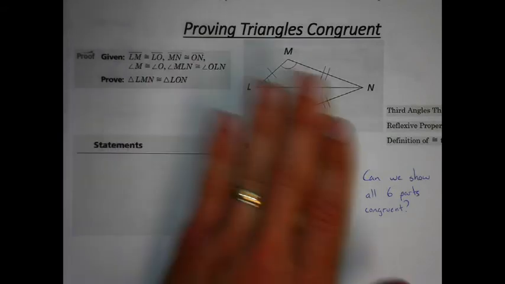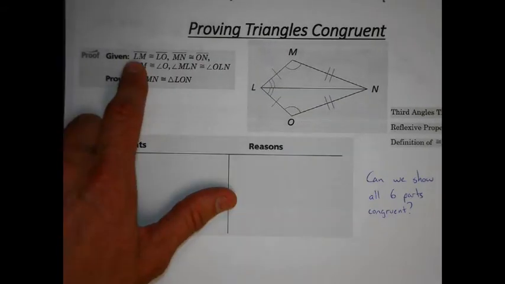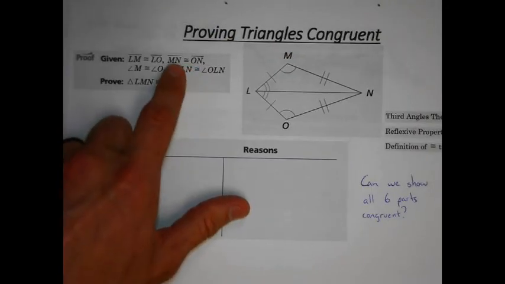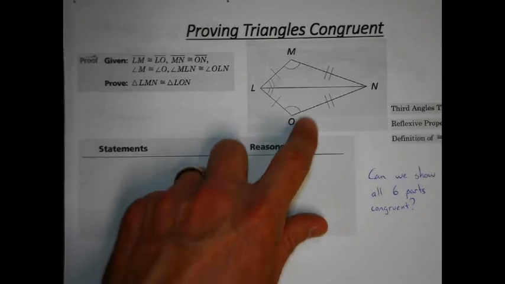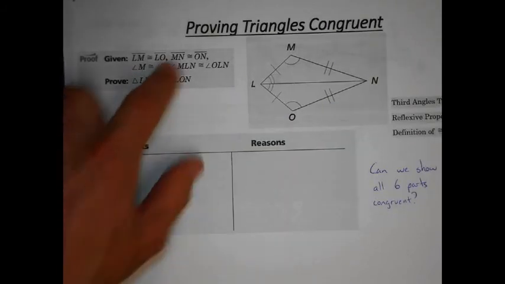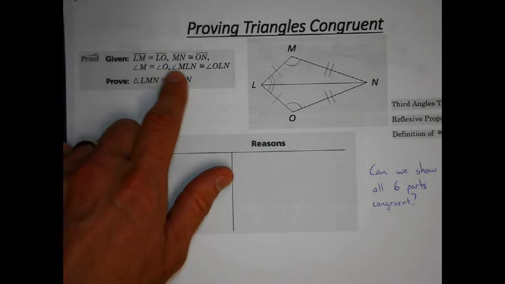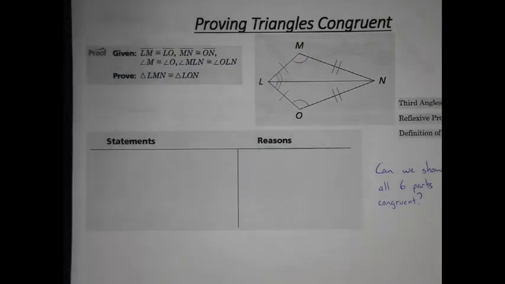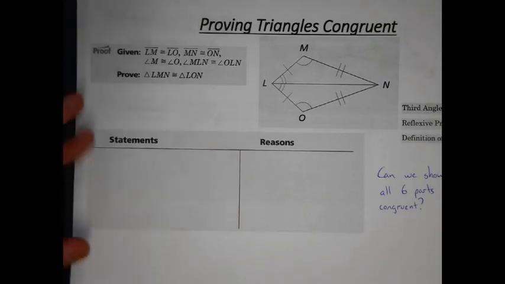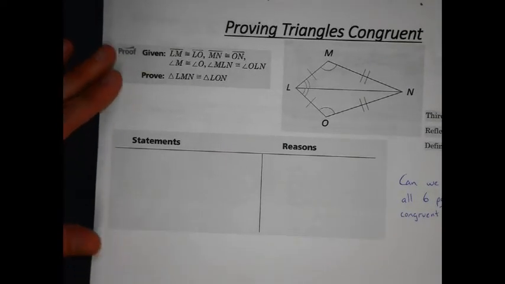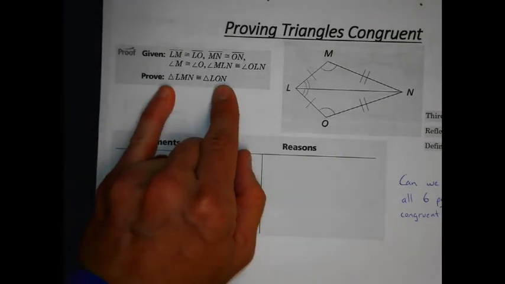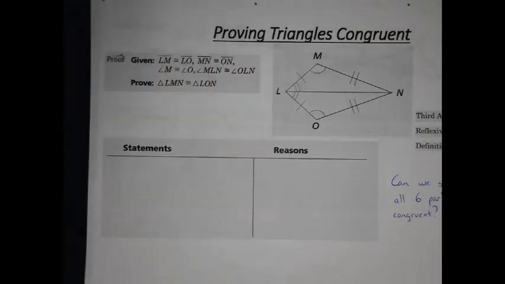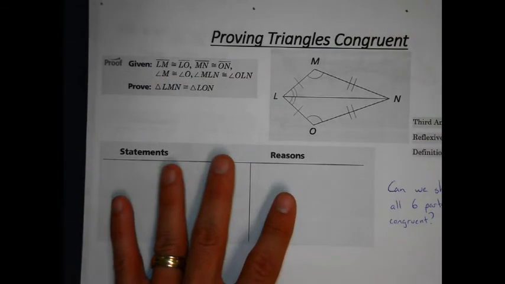Given this diagram and all the parts of the diagram: LM is congruent to LO, MN is congruent to ON, angle M is congruent to angle O, and angle MLN is congruent to angle OLN. So basically it's all the hash marks and arcs. That's what we're given. So what we have to prove now is that the 2 triangles are congruent. We have to prove that without knowing any shortcuts, because this is a one-statement proof, but we'll learn that later.